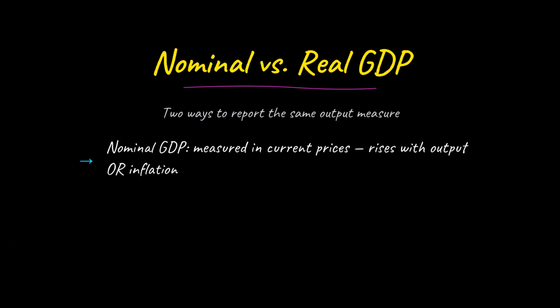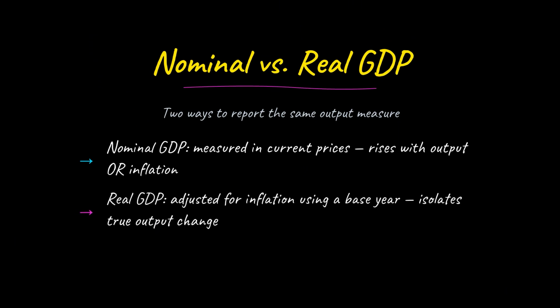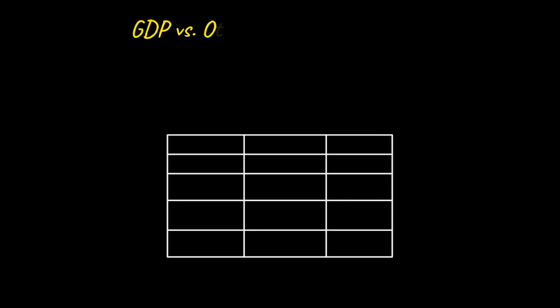GDP is reported in both nominal and real terms. Nominal GDP rises when output grows, but also when prices rise. Real GDP strips out inflation, holding prices constant at a base year, so it reflects only actual changes in economic activity. Real GDP is the number most economists focus on.